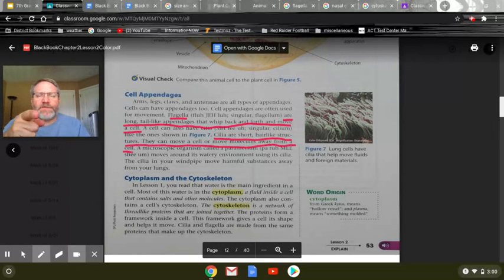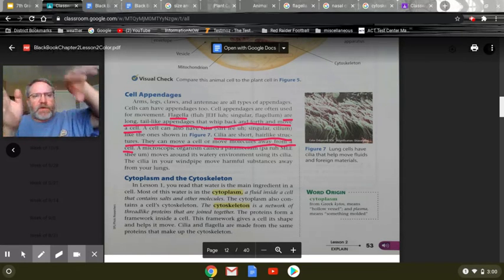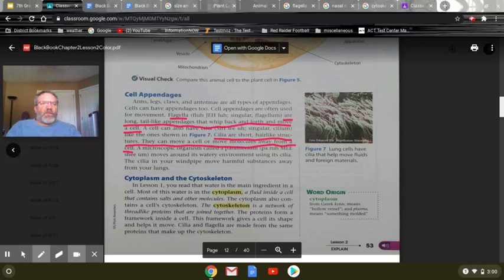All right, so hit pause. Number 4 on your notes that you're keeping there is cilia. Now, yes, we have already talked about cilia. Cilia is in our respiratory system. In fact, if you look at this picture right here, you will see cilia. This says lung cells have cilia that help move fluids and foreign materials. If you'll remember, cilia are constantly waving back and forth, trying to get rid of the nasty stuff.